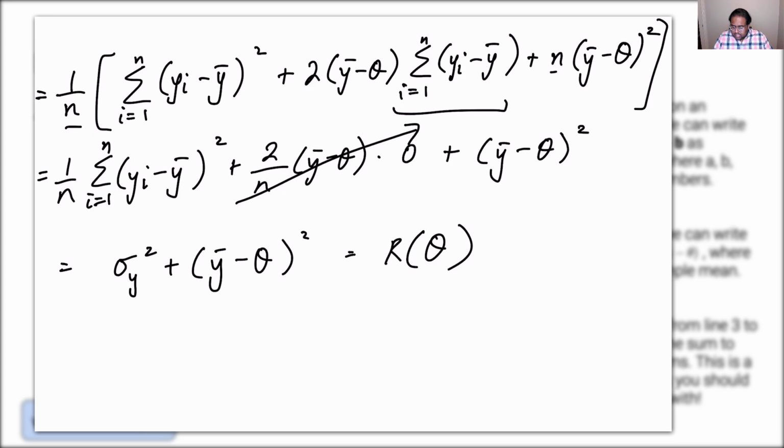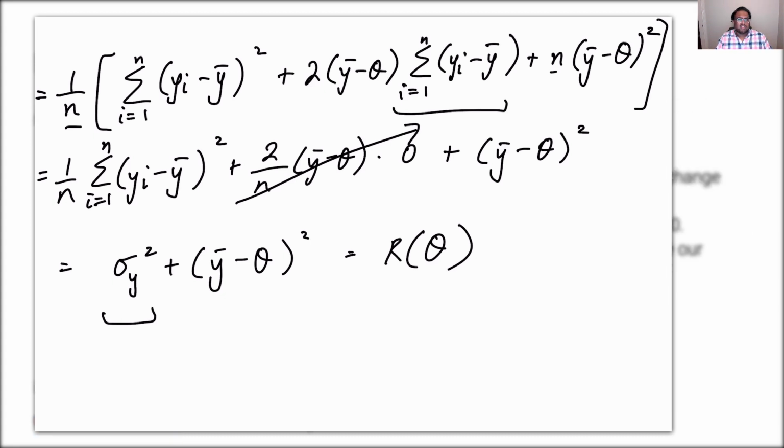And what I want to do is minimize average loss, right? And so the variance of y's is fixed. We can't really change that no matter what our value of theta is. So we can ignore it for the purposes of minimizing average loss. And so now our job is to figure out the value of theta that minimizes this second term. We know that this is something squared. Something squared is always greater than or equal to 0. In order to minimize it, we need to set it equal to 0.